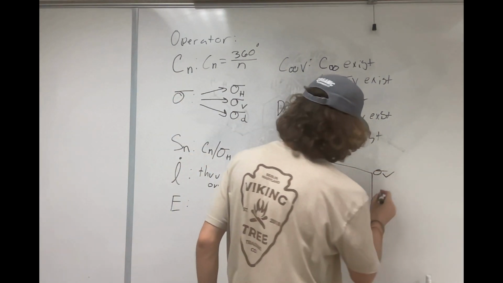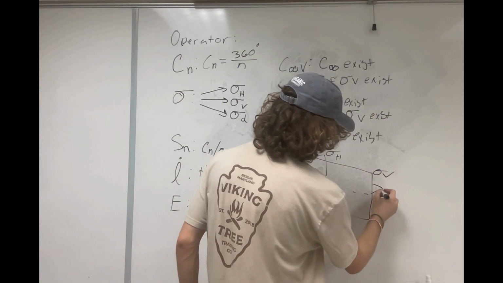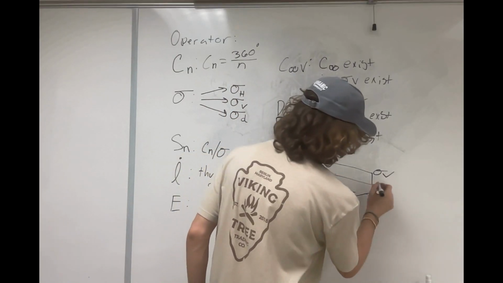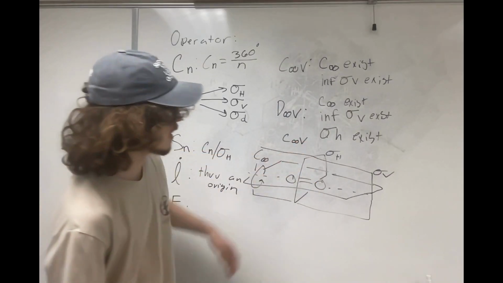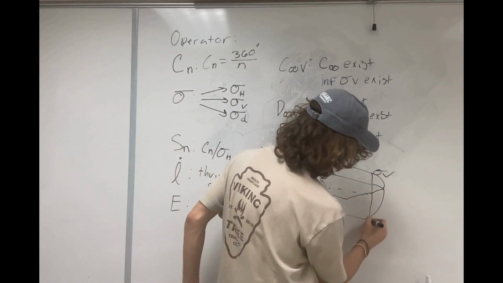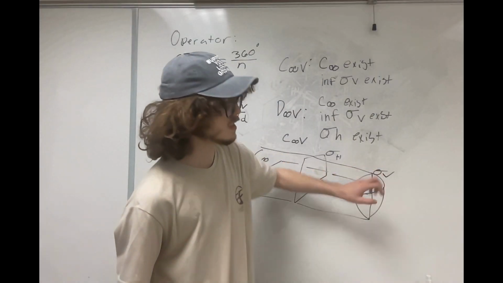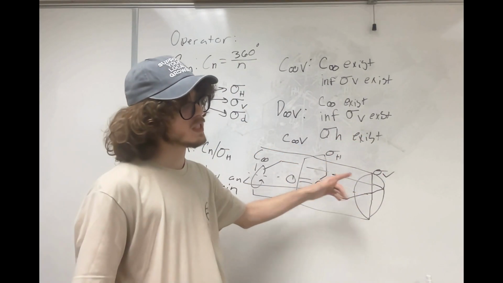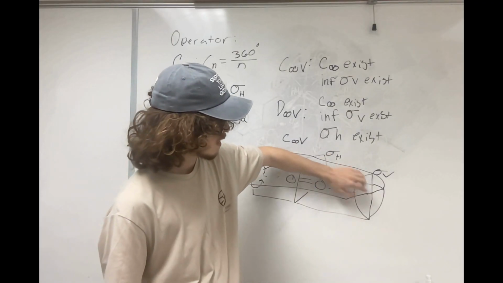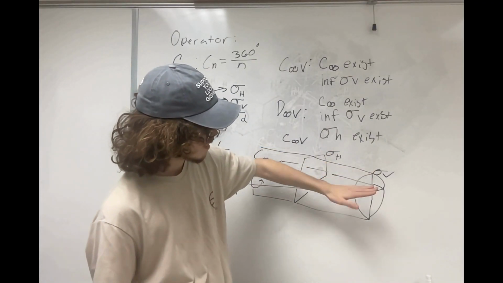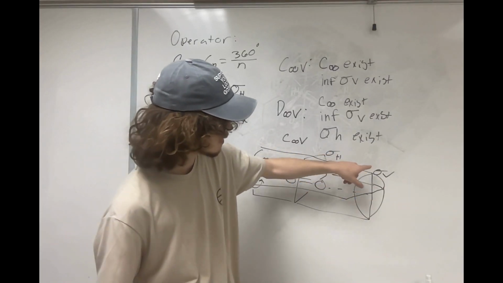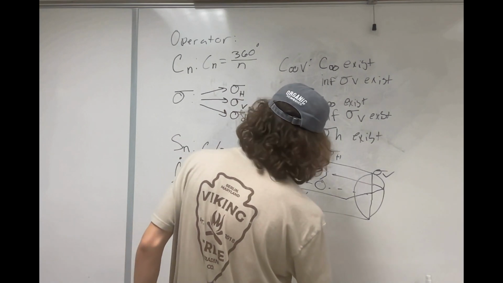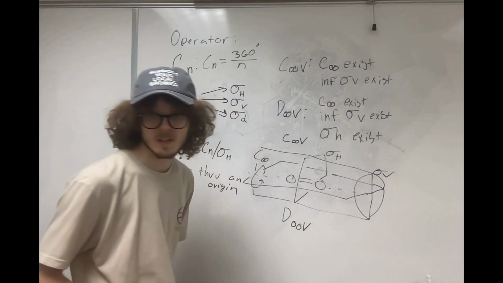So sigma v exists, and so does this one as well. And of course this would encompass all planes contained within this cylinder, and all the planes that you could make rotating the plane, so to speak, from this origin here. So everything that this cylinder encompasses of sigma v exists, and therefore this has D infinity v symmetry.